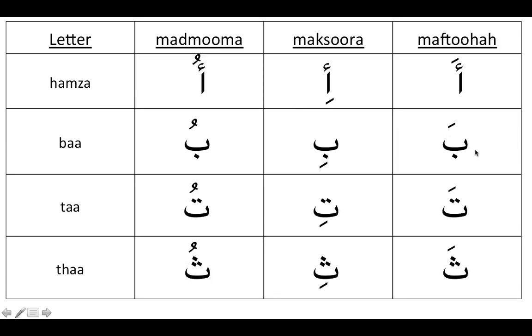Okay, so next I'm going to do it for the letter ba. This is the intersection of the letter ba and the column maftooha. So we're going to start it like this. Ba maftooha, ba. Ba maksoora, bi. Ba madmooma, bu. Ba, bi, bu. One more time. Ba maftooha, ba. Ba maksoora, bi. Ba madmooma, bu. Ba, bi, bu.